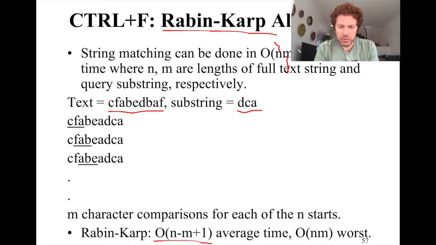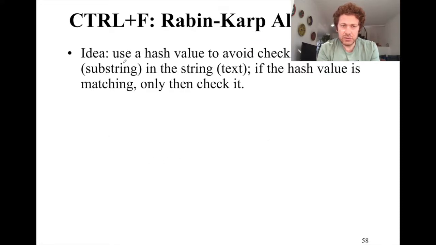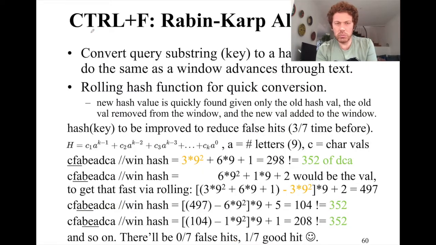With the following algorithm, it will be an average runtime complexity, but it will occur a lot, so we will not go towards worst case time because of our hash function tricks that I will show you. But you should keep that in mind. In theory, we have this O(nm) worst complexity in Rabin-Karp as well, but in average time, it will rock. So the idea is use a hash value, not the string itself, be careful. Use a hash value to avoid checking the substring in the text. Okay, if the hash value is matching, only then do the checking. That is the idea of the control find thing, or command find if you are a Mac person.